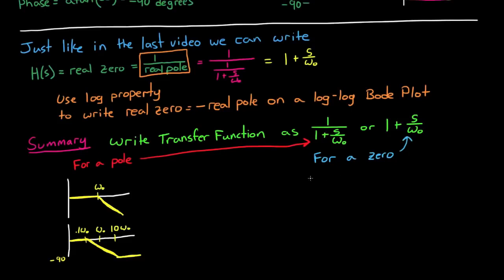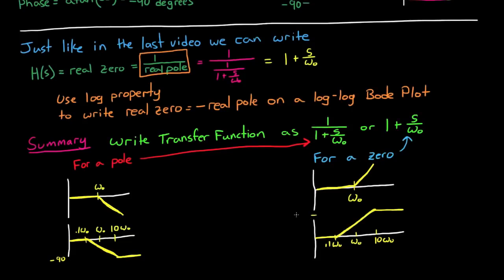The rules for drawing a zero are similar. They're just reflected along the horizontal axis. So for the gain plot, you find omega naught, you draw a straight line at 0 dB to omega naught, and this time you slope up at 20 dB per decade. And for phase, again, you start at 0 degrees, going up to 1/10 omega naught, but this time you go up to positive 90 degrees at 10 times omega naught, and then you just connect the two straight lines.